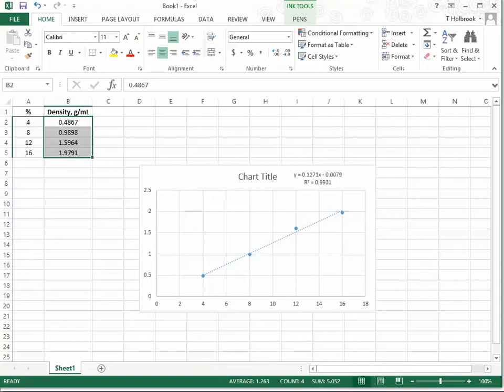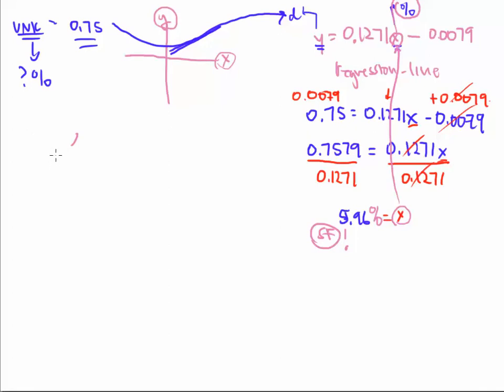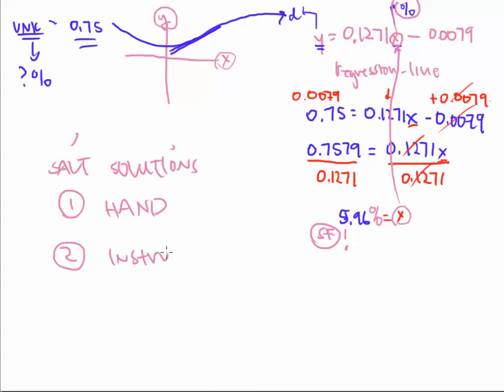You will have to do this calibration curve for the salt solutions. You will run these salt solutions by hand, and you will then run these salt solutions by an instrument. So you will have to do separate calibration curves for each method. You should have a calibration curve that represents your hand numbers when you did it by hand, and you should have a calibration curve that represents the instrumentation numbers when you do it by the instrument.